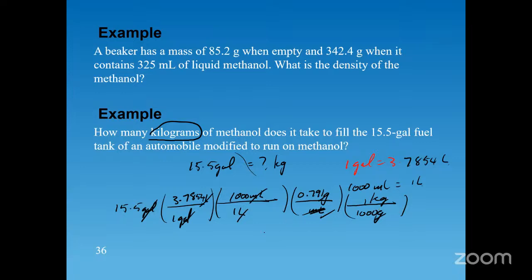So according to my calculations, in this case, we have to round off to 3 sig figs. According to my calculation, that would be 46.4. And the units here would be kilograms. And that's it. That's how that calculation is done. All right? Any questions about this?